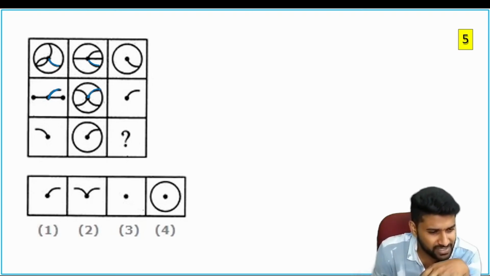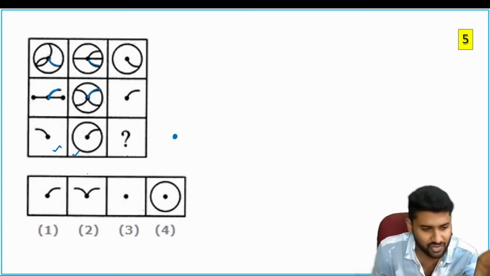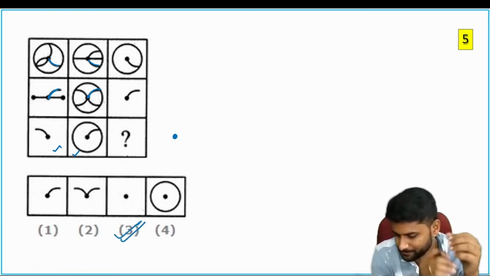Now, what is the answer for this question? Dot is the only one thing common in both pictures. Dot is the only common. Line is not common and circle is not common. So, option must be 3. The 3.